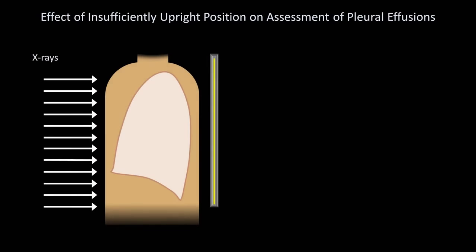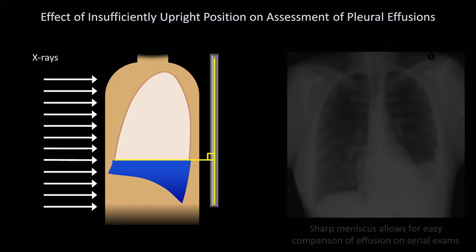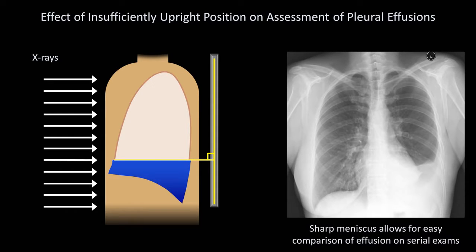Here is a side view of a patient who is completely upright, and we'll give her a moderate size effusion. Since the top plane of the effusion is parallel to the X-ray beams and perpendicular to the film, the resulting sharp meniscus on the PA film will allow for easy comparison between serial exams.